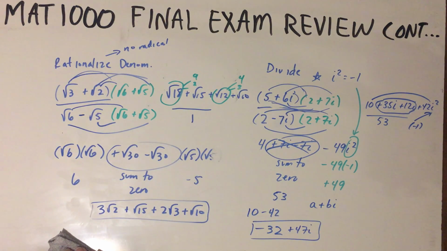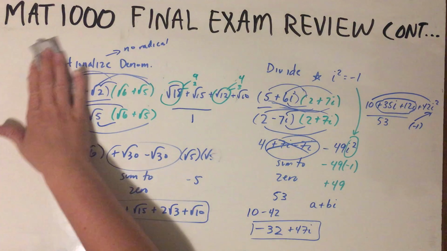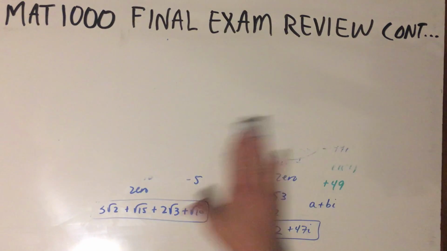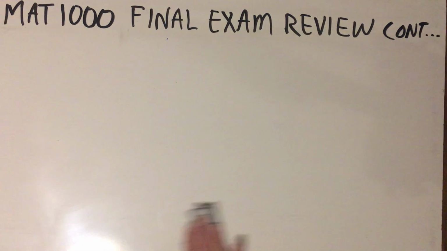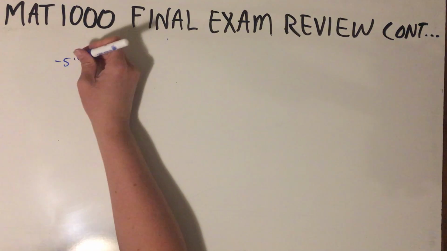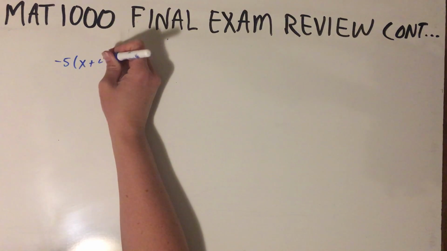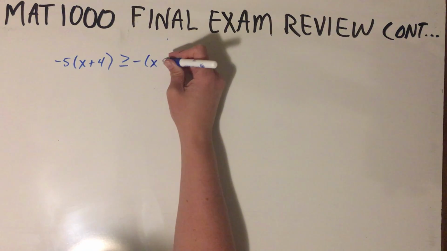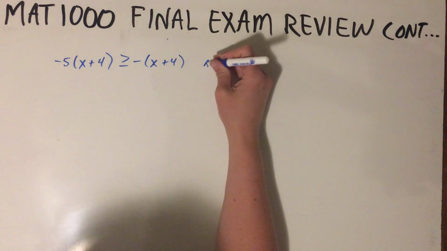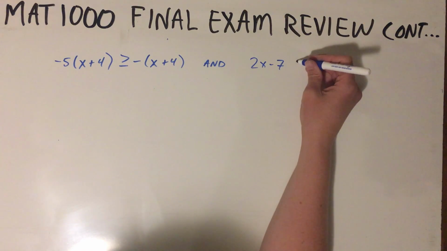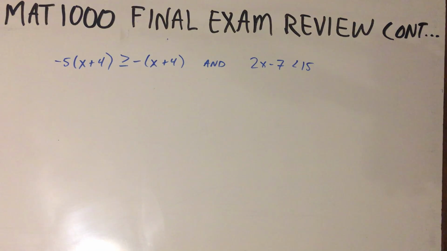Last problem that I'd like to do, that's a concept that we haven't gotten to, is an inequality that is an and or an or. So a compound inequality. And let's do that we have negative 5 times x plus 4 is greater than or equal to a minus, and then x plus 4. And we're going to do 2x minus 7 is less than 15.